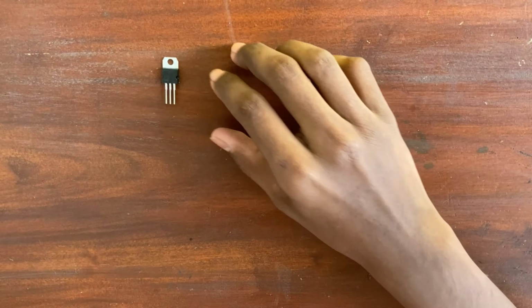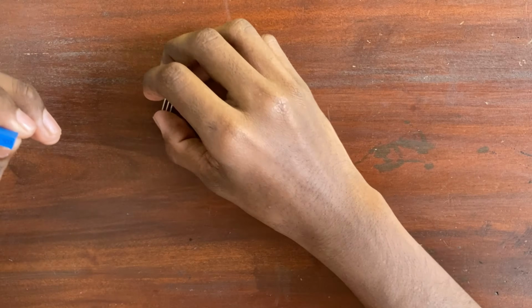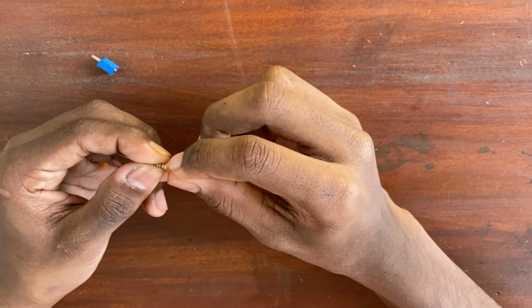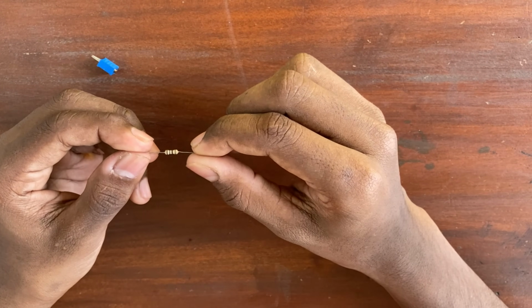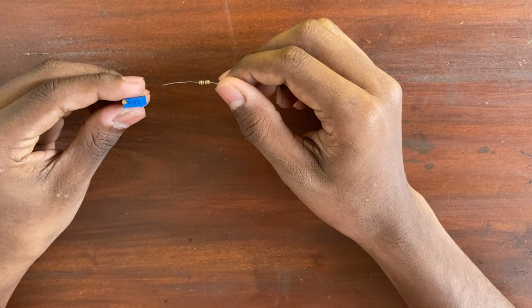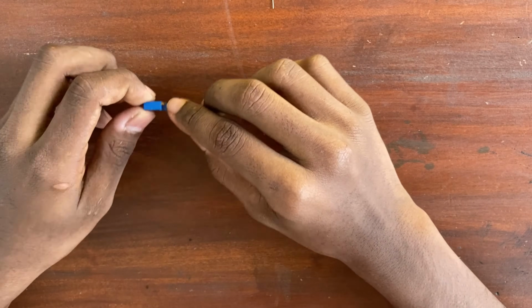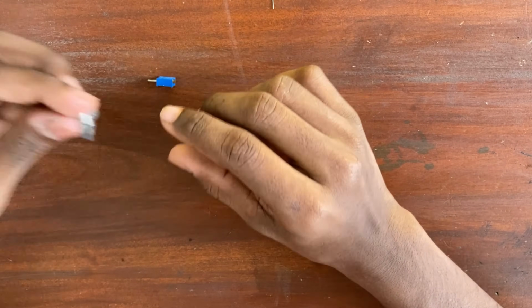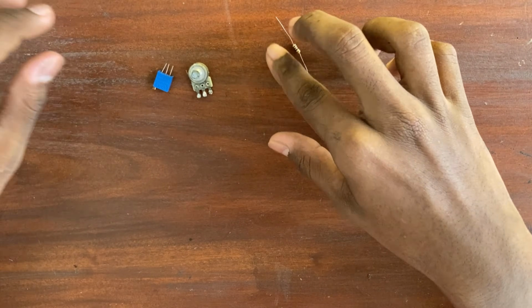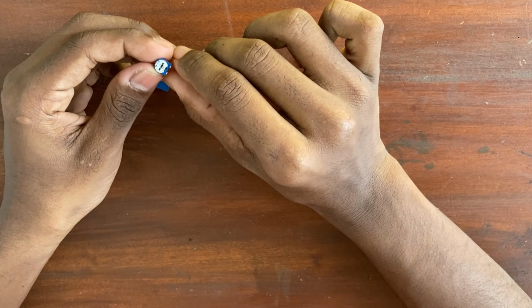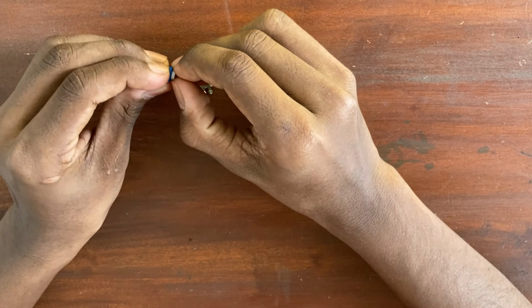So first up we are going to talk about resistors. This is a fixed value resistor, meaning that the value of resistance cannot be changed, but this is a variable resistor and its value can be changed. So there are a few types of variable resistors and fixed resistors. These ones are called potentiometers.